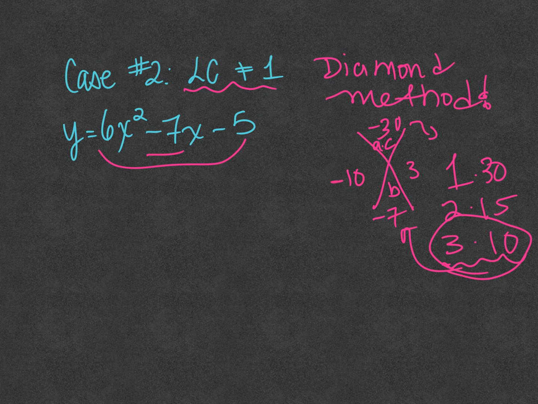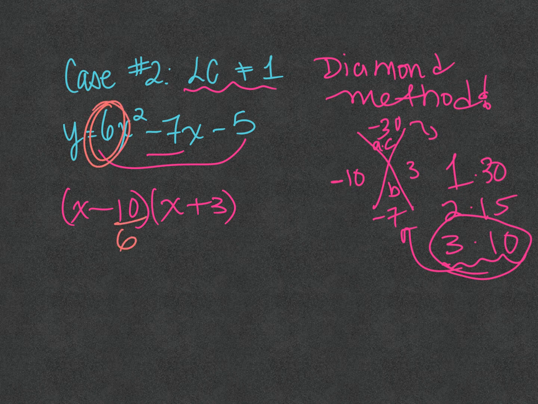So once I found those two numbers, I'm not done. I'm going to set it up, x minus 10 and x plus 3. And now you can't forget the last step. The most important step is to grab your leading coefficient and divide it under both 6 and 6.